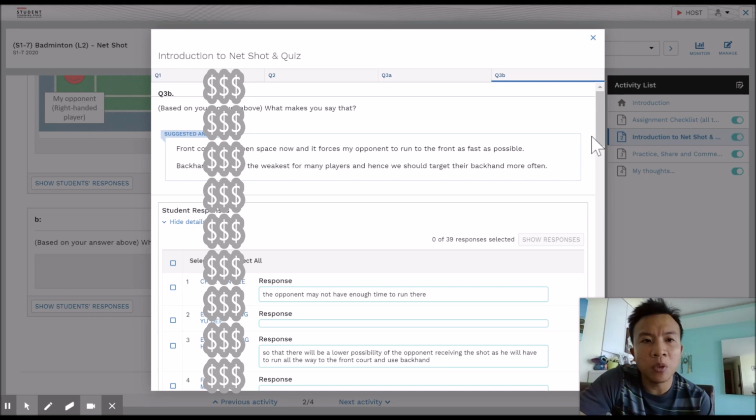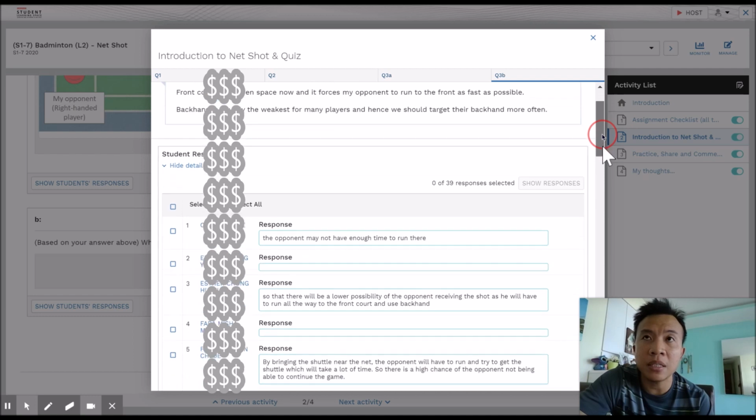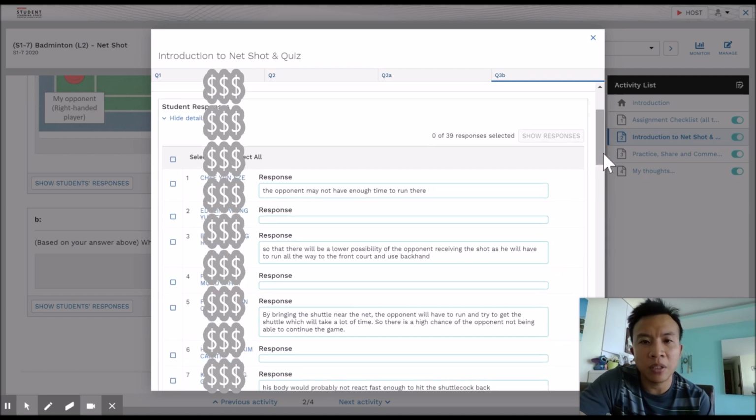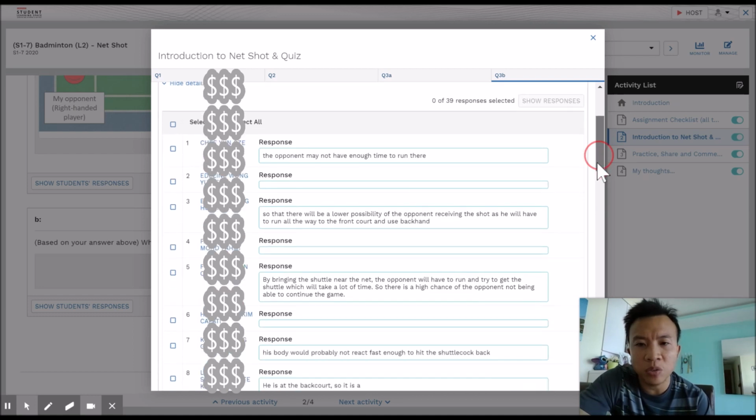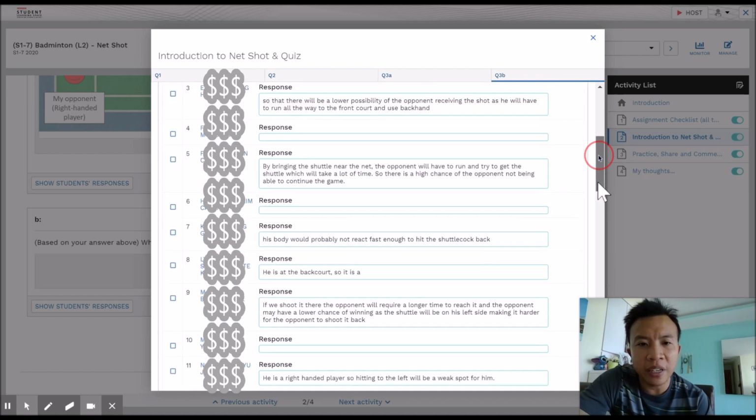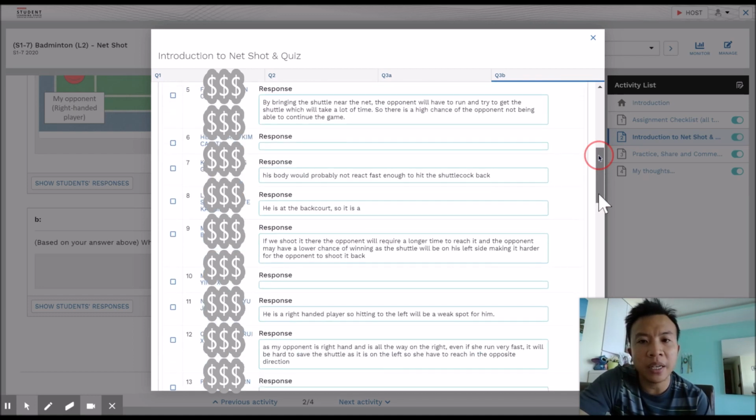If I look through the students' responses right now, most of the students are able to justify and explain why to place the shuttle nearer to the net. It's about not having enough time, about the long distance they have to move, and so on and so forth. But very few of them actually mention the backhand. So let's look at some of the answers.